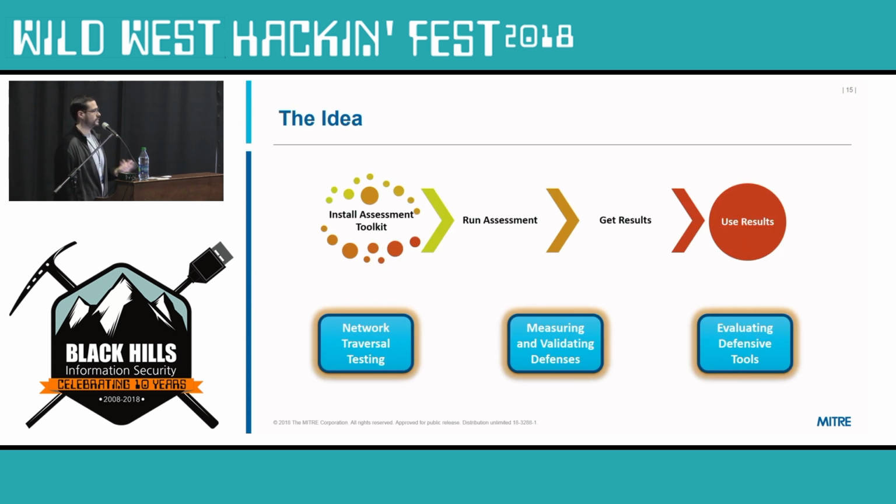I'm going to talk a little bit about some use cases. At a high level, this is a huge oversimplification, but the idea is that, if you want to use automated offensive assessments, for most of them, you're going to install some sort of toolkit or some preparation or some sort of manager for it. You're going to run an assessment, you're going to get the results, and then you're going to use the results, which is very high level, as I said. And there's tons of use cases. I'm going to talk a little bit about three down here. The first is network traversal testing, where you try to figure out what an adversary would do if they were to compromise your network. The second is measuring and validating your defenses, coming up with some concrete metrics to see how secure you might be or how well your defenses are working. And the last big bucket is evaluating defensive tools. How do I onboard something new into my environment?